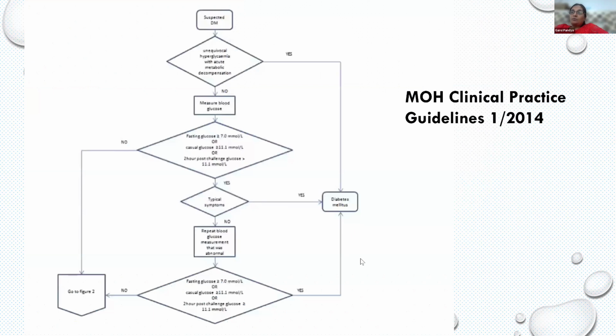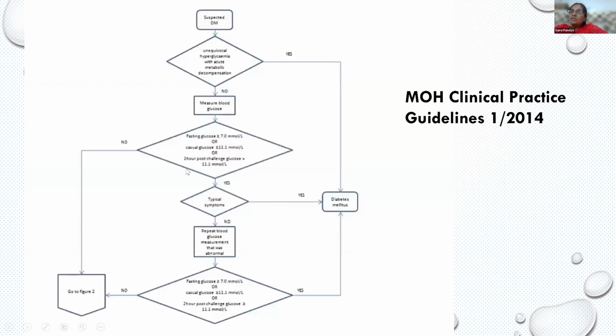Sorry, I don't know how to get rid of it, but this is the algorithm. If we suspect the patient has DM, but the patient has any hyperglycemia with acute metabolic decompensation, which is a diabetic crisis, then even a single test can confirm the diabetes. If the patient has a major plasma glucose and any of these numbers comes with typical symptoms, then one number with the typical symptoms confirms the diagnosis.